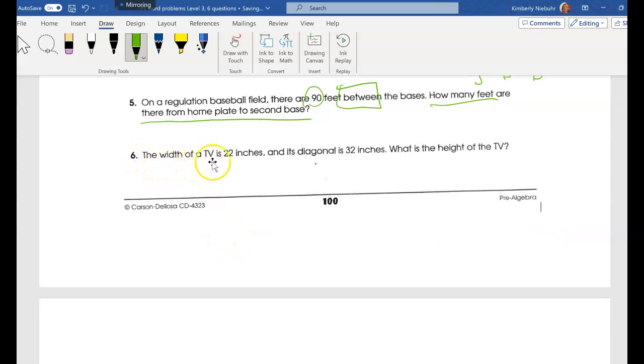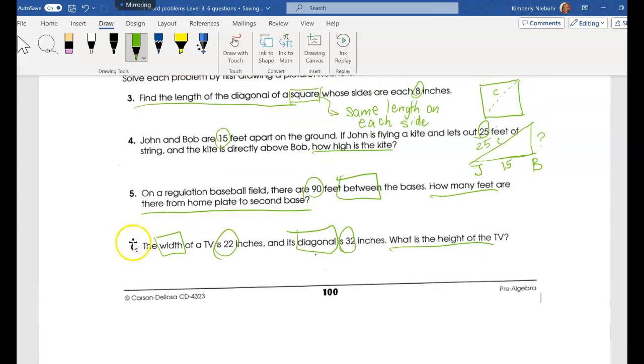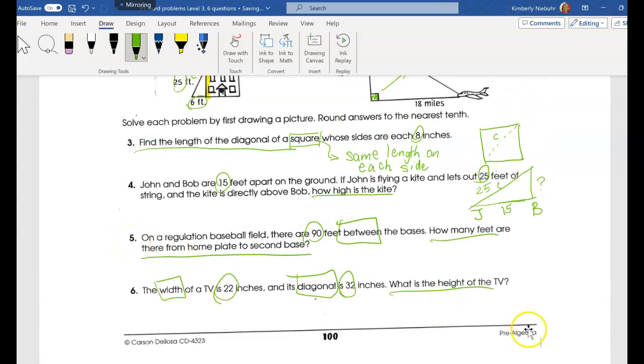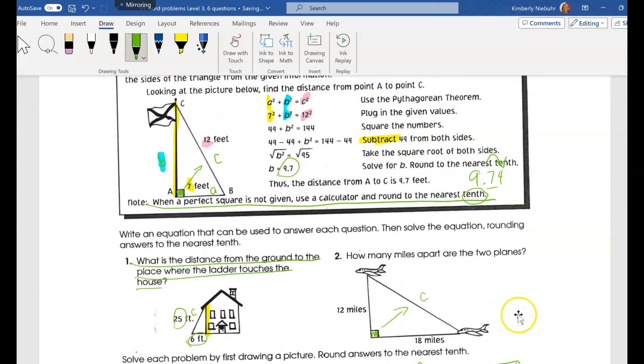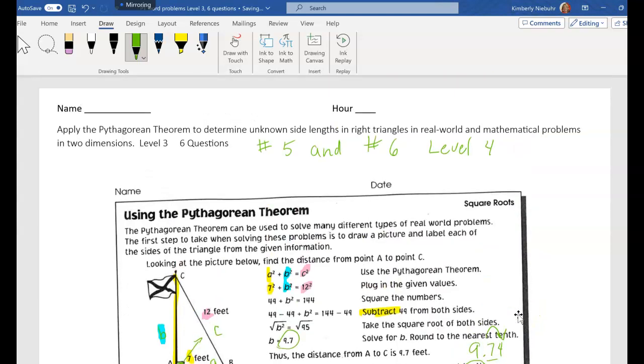The width of a TV is 22 inches and its diagonal is 32 inches. What is the height of the TV? Okay, so circling important numbers, underlining the question, the width, diagonal. Okay, good luck. Show me what you can do.